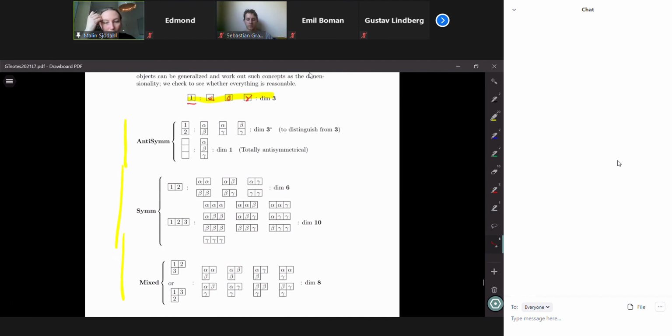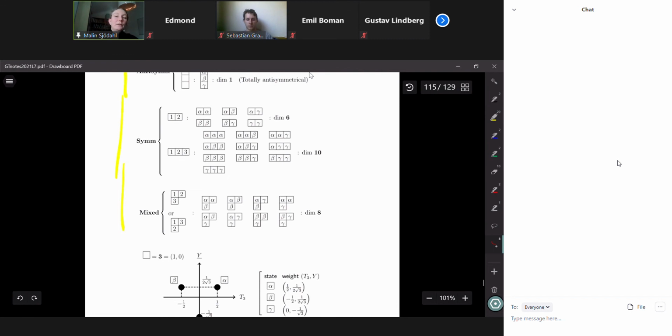Then I can construct symmetric states, so I can count how many symmetric states I have. For example, I have alpha alpha, alpha beta, alpha gamma. That's all my states with one alpha. Then with one beta, I don't count beta alpha, since it's already counted, so I have beta beta and beta gamma. Finally I have one state without beta, which is gamma gamma. Counting those, I have 6 states.